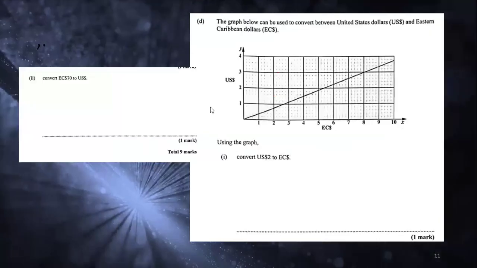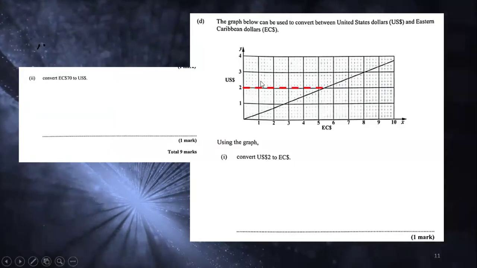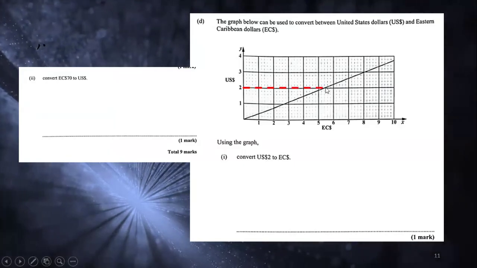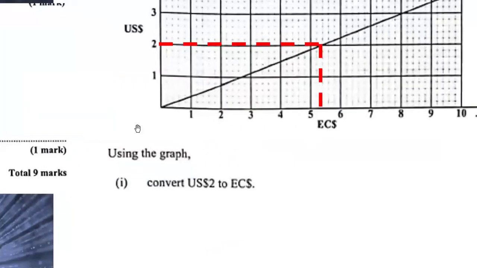So we're still on the topic of question 1. And we're looking at the graph below that can be used to convert United States dollars and Eastern Caribbean dollars. Using the graph, convert 2 US into EC. Right, so it's pretty much simple. This is the graph here. Let's find the 2 US at this point. You're going to draw a line from the 2 US until it just touches the graph, and then you're going to come down vertically. And this point here is going to be what?